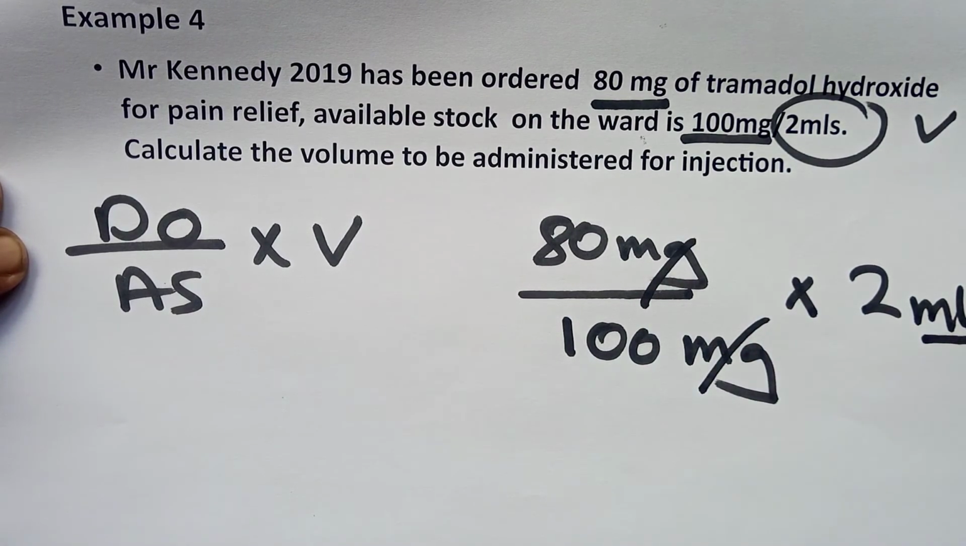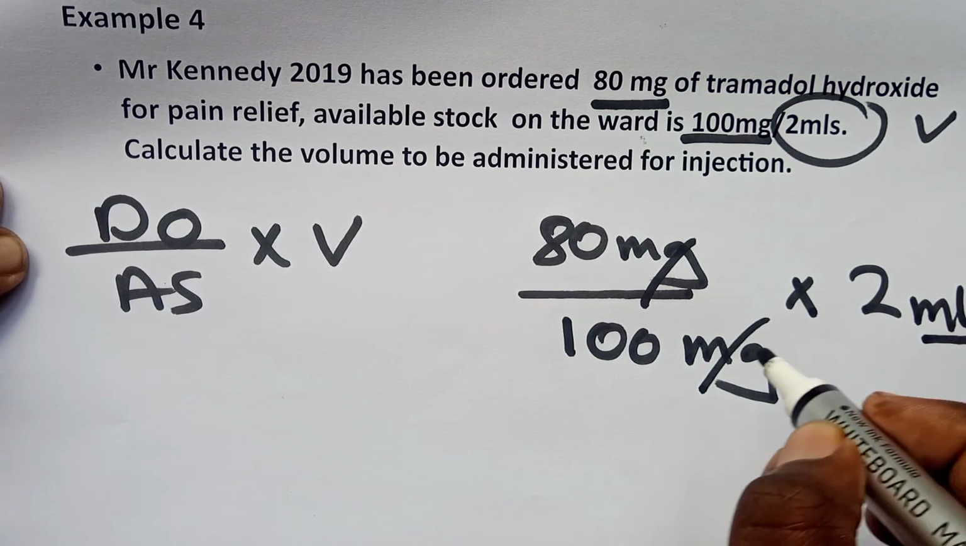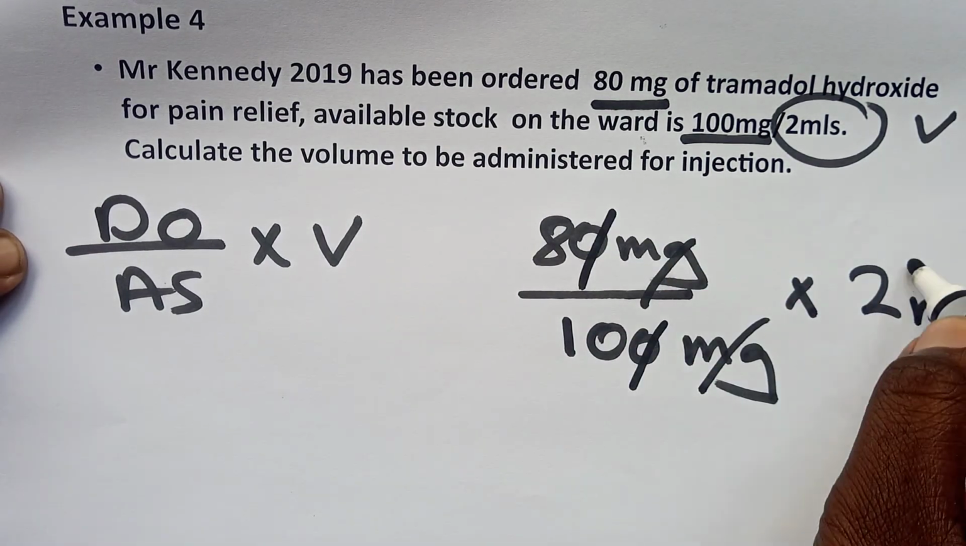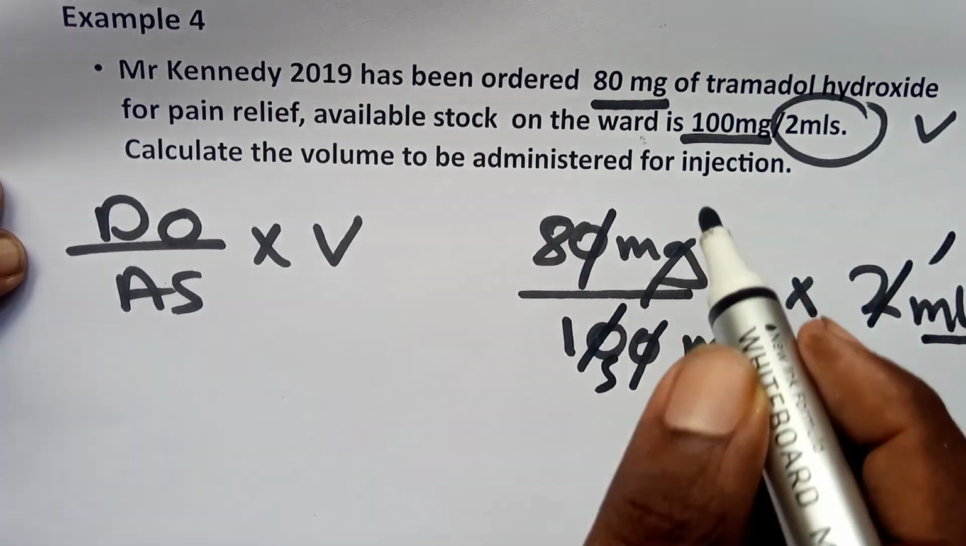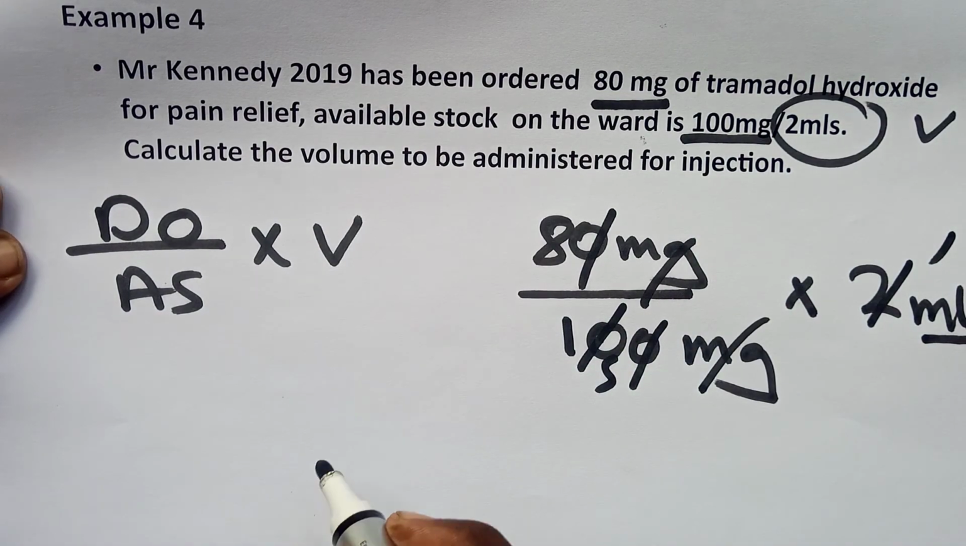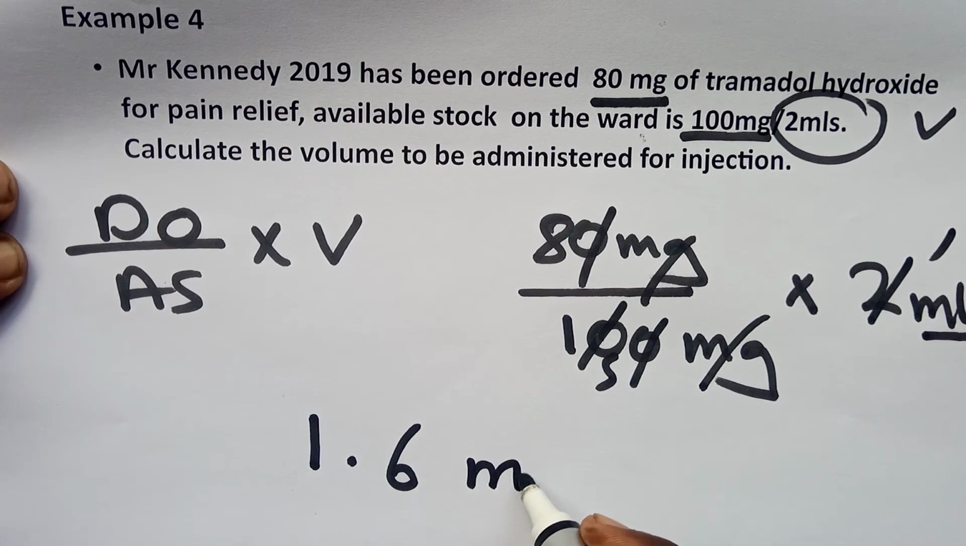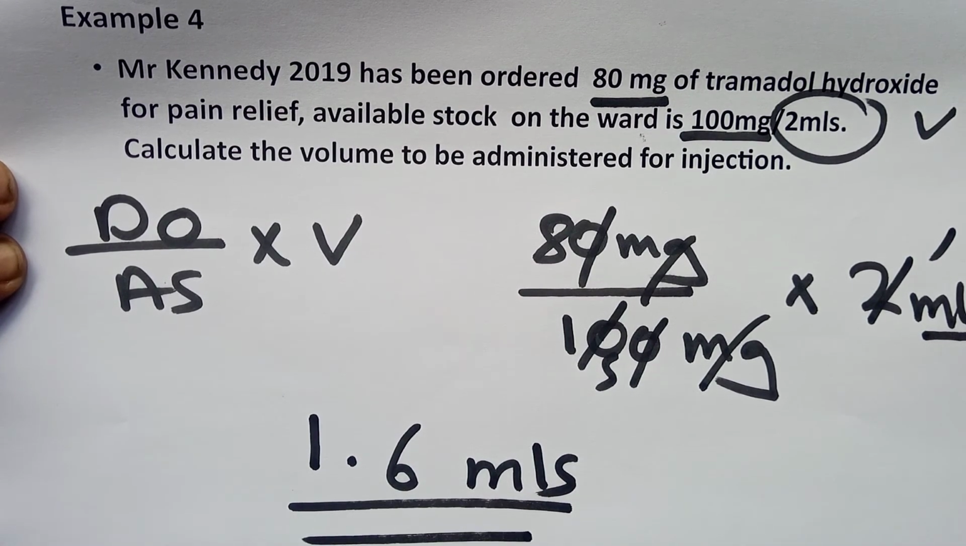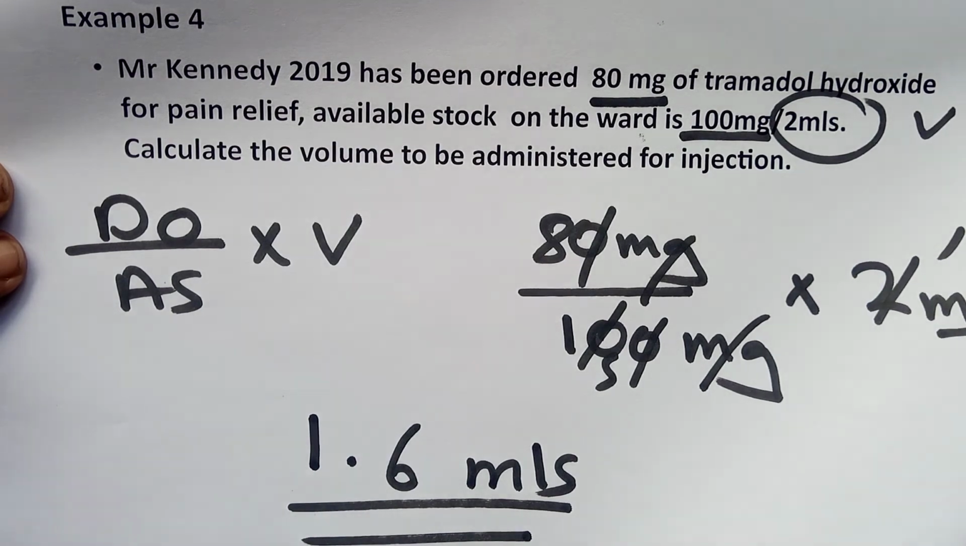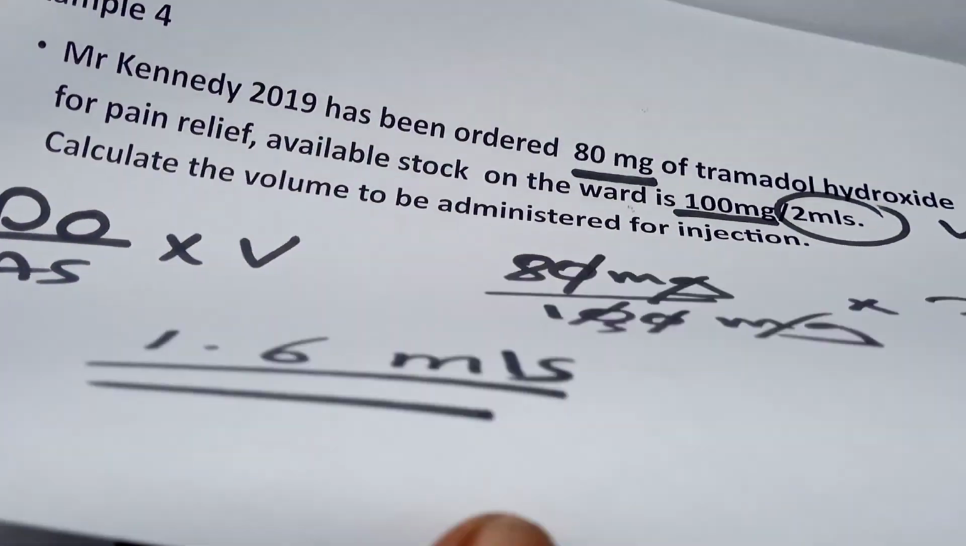Okay, then if you divide, we are going to observe that 0 goes, there it's 1, there it's 5. 5 into 8, we are going to have 1.6 mils. So you are going to give Mr. Kennedy 1.6 mils of tramadol hydroxide, which is an analgesic for pain relief. So thank you very much. Let's look at the last example.